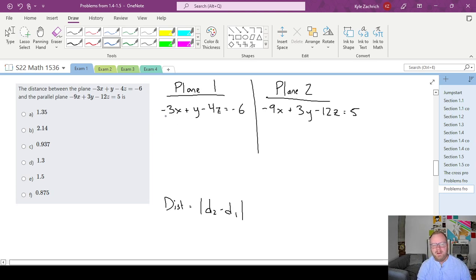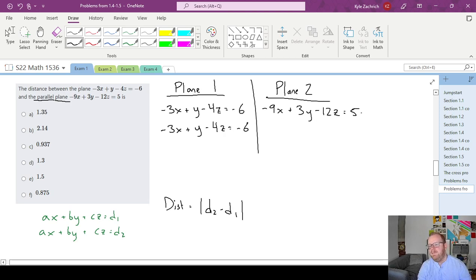So part of the equation, or part of that theorem, looks like this. AX plus BY plus CZ is equal to D1. That's your first plane. AX plus BY plus CZ is equal to D2. Notice that A, B, and C have to be the same between these two planes. So the first thing to do is to get these two planes to match up, right? Thankfully, since these are parallel planes, their normal vectors are going to be scalars of each other. So I could multiply this one by 3, and I would line up negative 9, 3, negative 12. I think the better option here is going to be to divide that second one by 3. So if I divide this one by 3, I end up getting negative 3x plus y minus 4z.